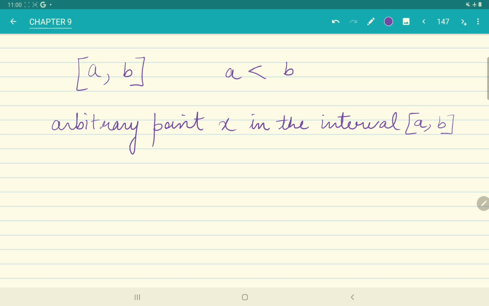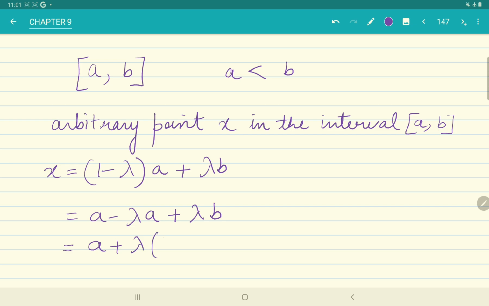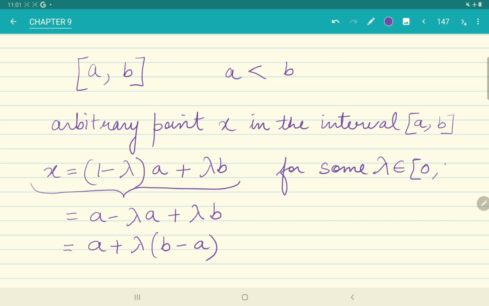I know that a is less than b. This point x can actually be written as x is equal to (1 minus lambda) multiplied by a plus lambda b, or I can write a minus lambda a plus lambda b, which can then be written as a plus lambda (b minus a). Now this is for some lambda belonging to 0 to 1.